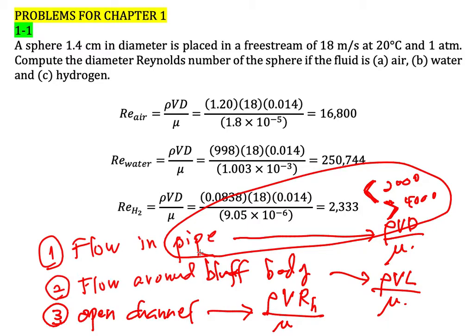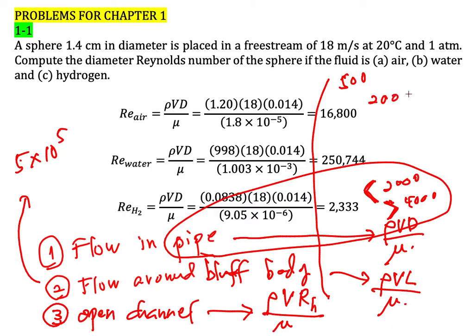And then for bluff body, the transition or the boundary between laminar and turbulent will occur at 5 times 10 to the 5. So quite a big number compared to the flow in pipe. But in open channel, the number is between 500 and 2000. If the Reynolds number is less than 500, it is laminar. If it is more than 2000, it is turbulent.